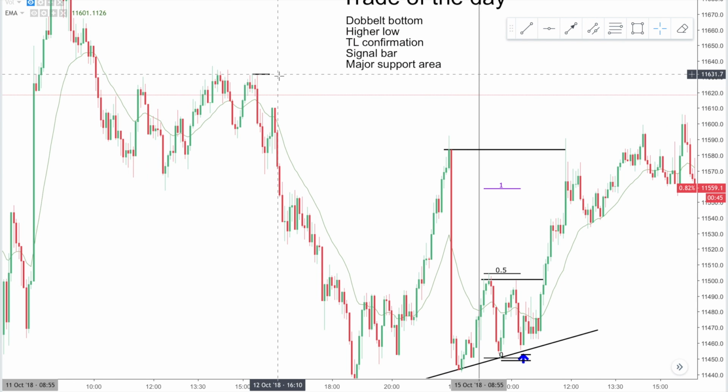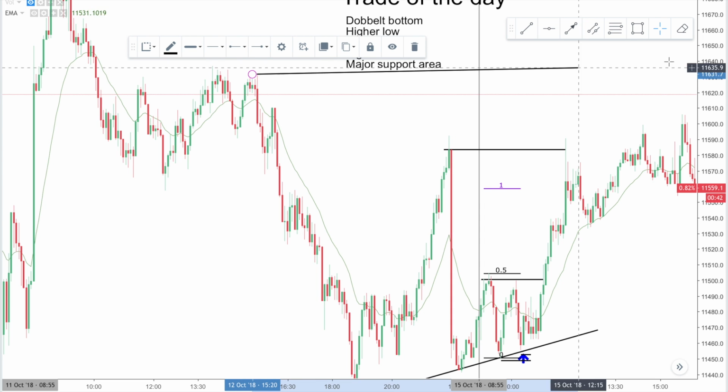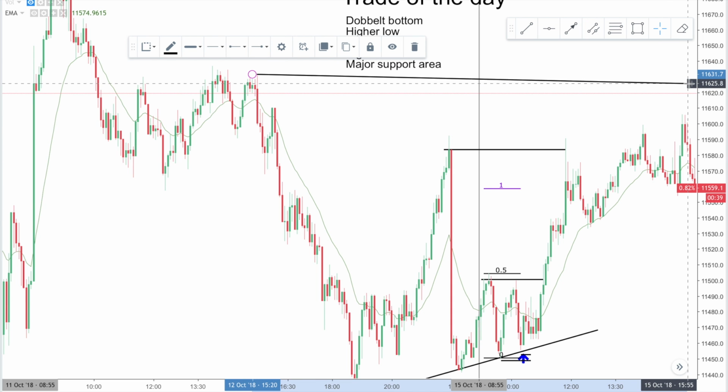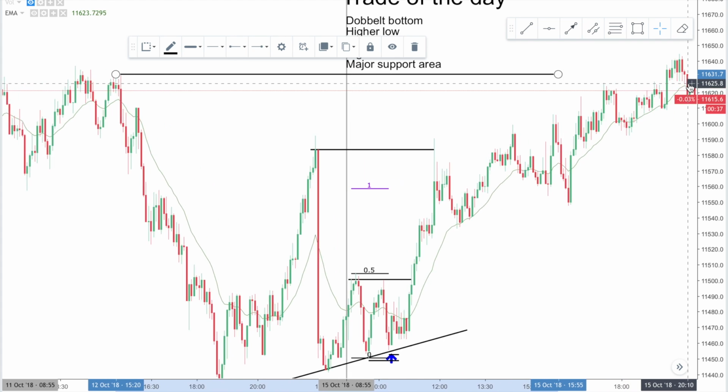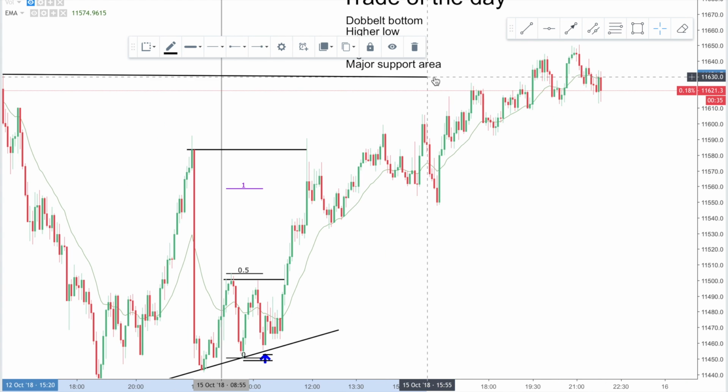And last week we had some resistance over here. You can also look at that as a potential target. Let's see if we made it up to here. Yes, we did.